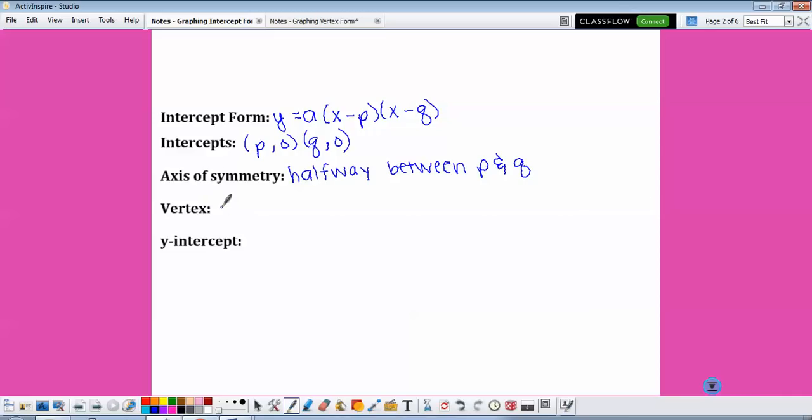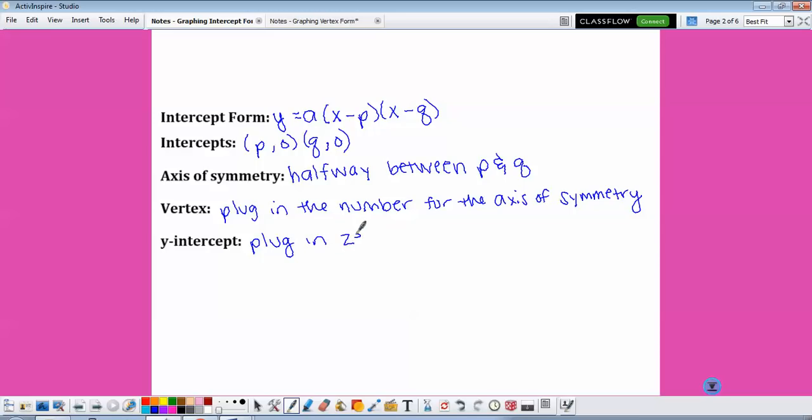To find the vertex, we're going to plug in the number for the axis of symmetry. And to find the y-intercept, you're going to plug in 0 for x.